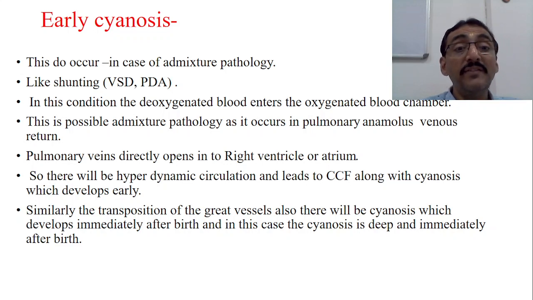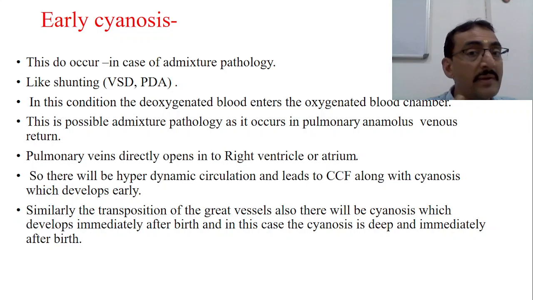Similarly, the pulmonary veins directly open into the right ventricle or atrium. Sometimes the pulmonary vein carrying the pure blood may directly open into the right ventricle, or sometimes into the right atrium. So there will be hyperdynamic circulation, and this leads to CCF along with the cyanosis, which develops very early.